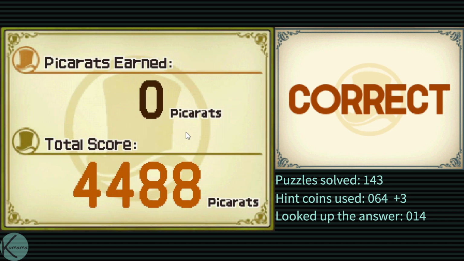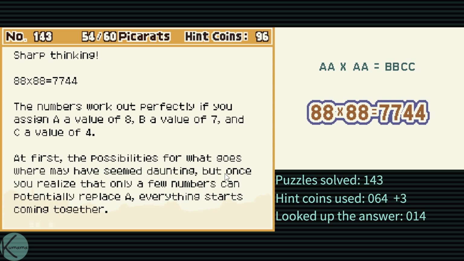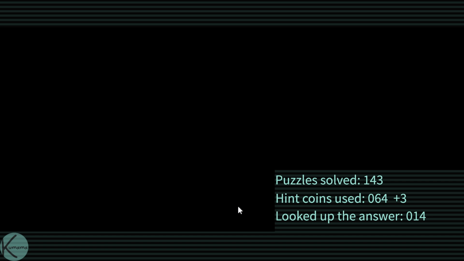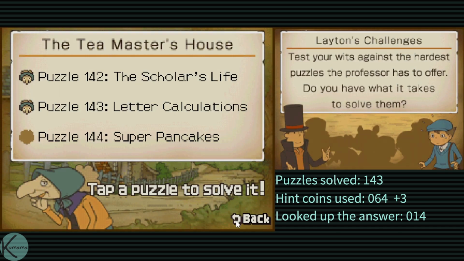Layton's apprentice strikes again. Sharp thinking. The numbers work out perfectly if you assign A a value of 8, B a value of 7, and C a value of 4. At first, the possibilities for what goes where may have seemed daunting, but once you realize that only a few numbers can potentially replace A, everything starts coming together. Top-notch job, Luke. Not that I expected any less from you.